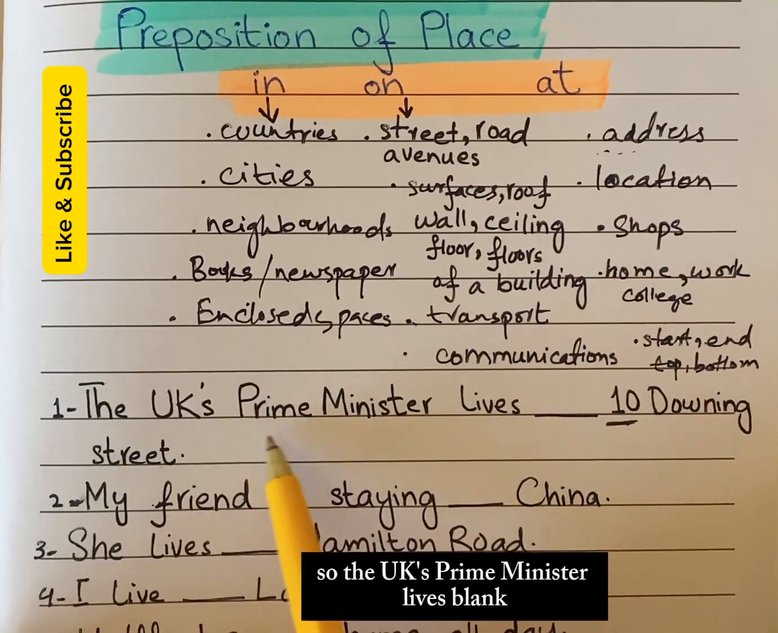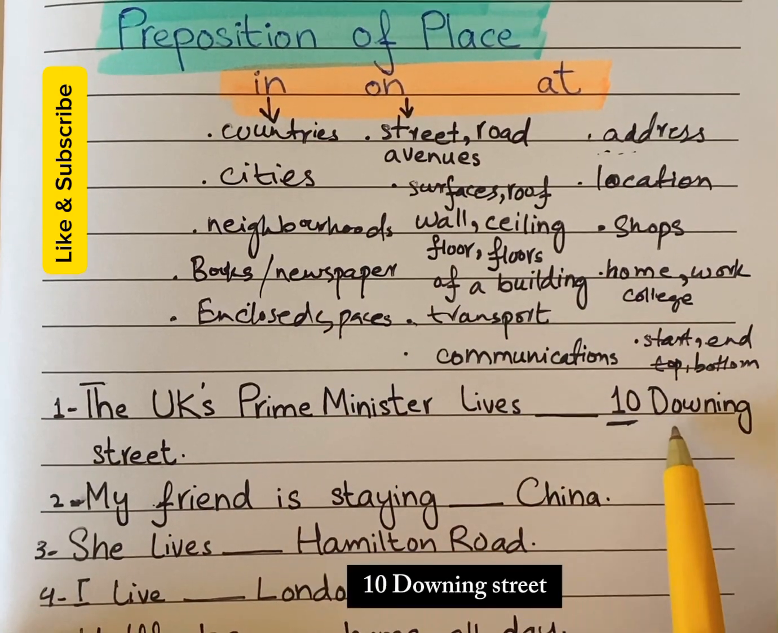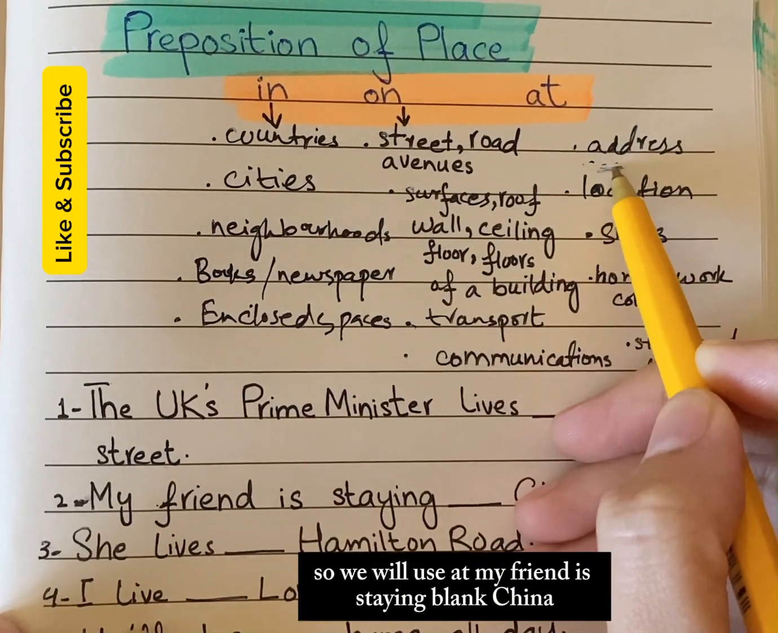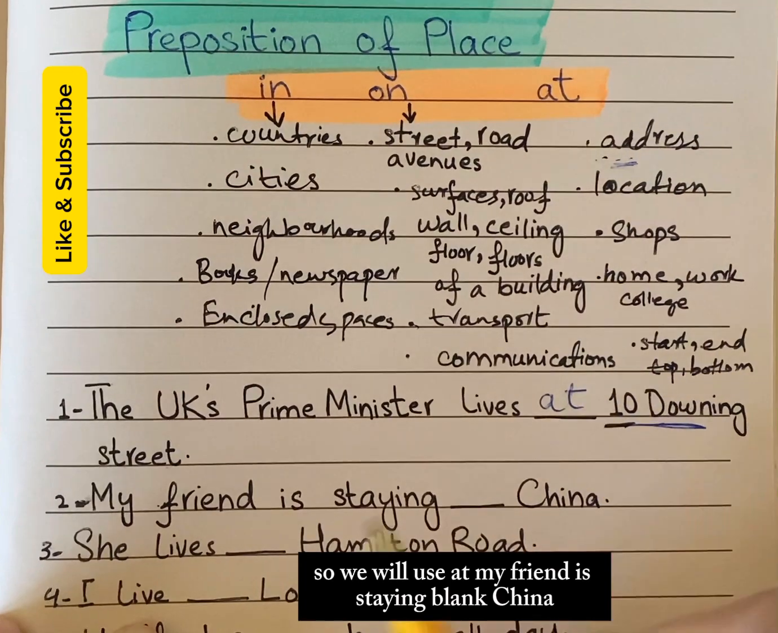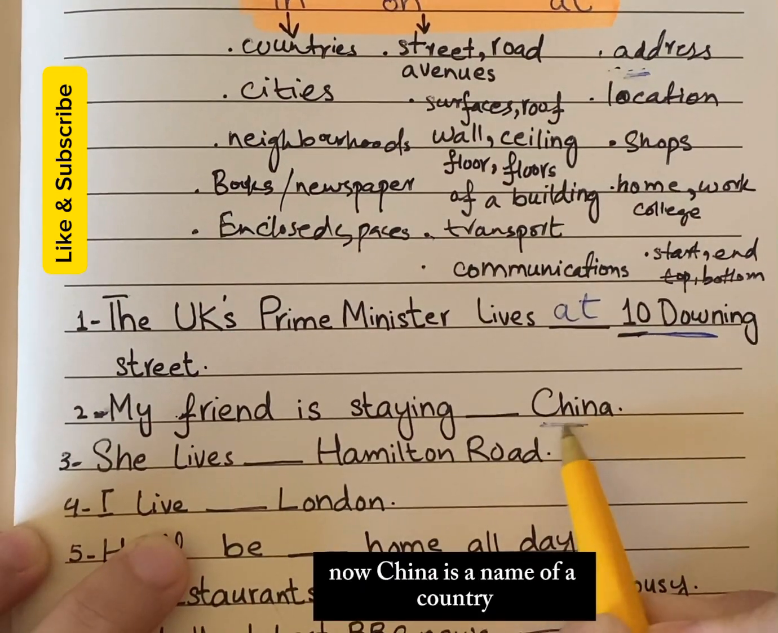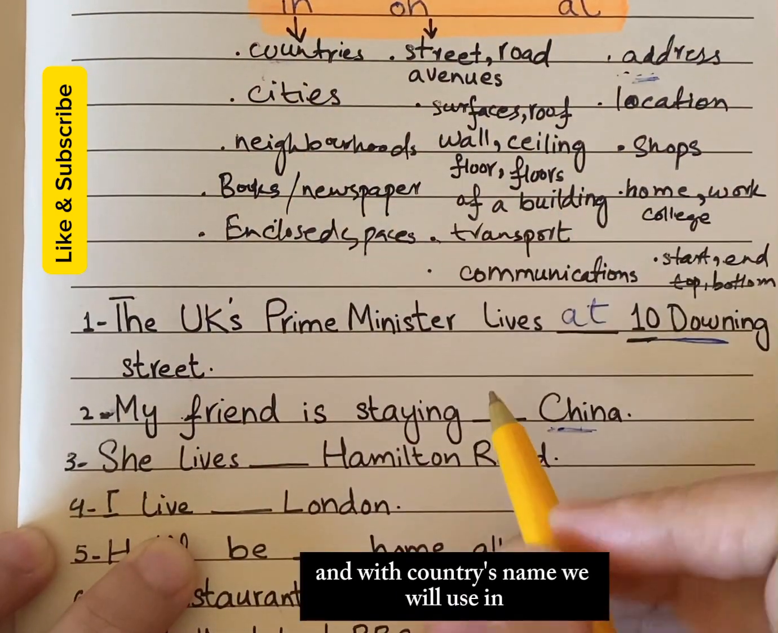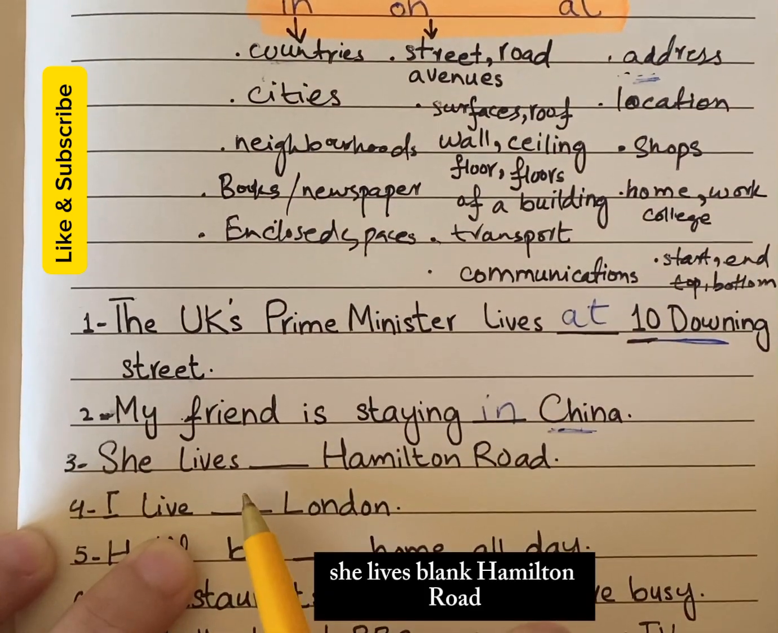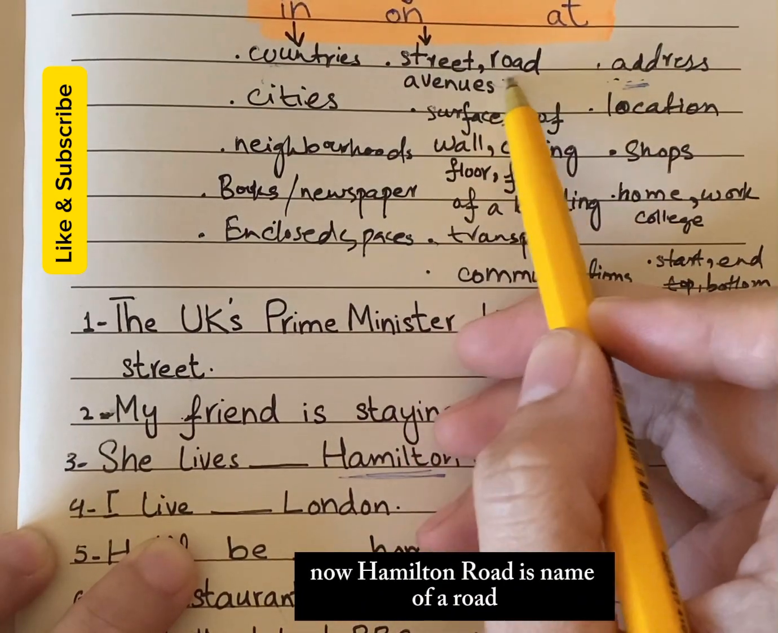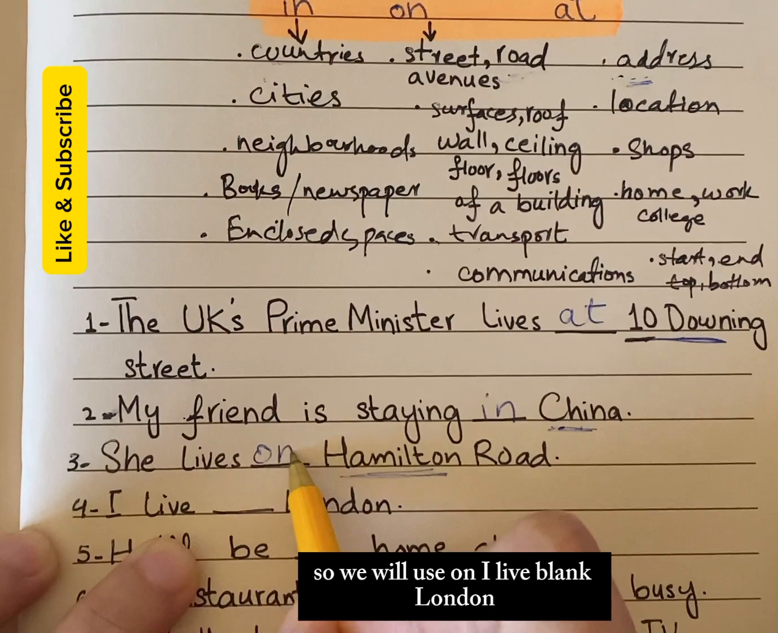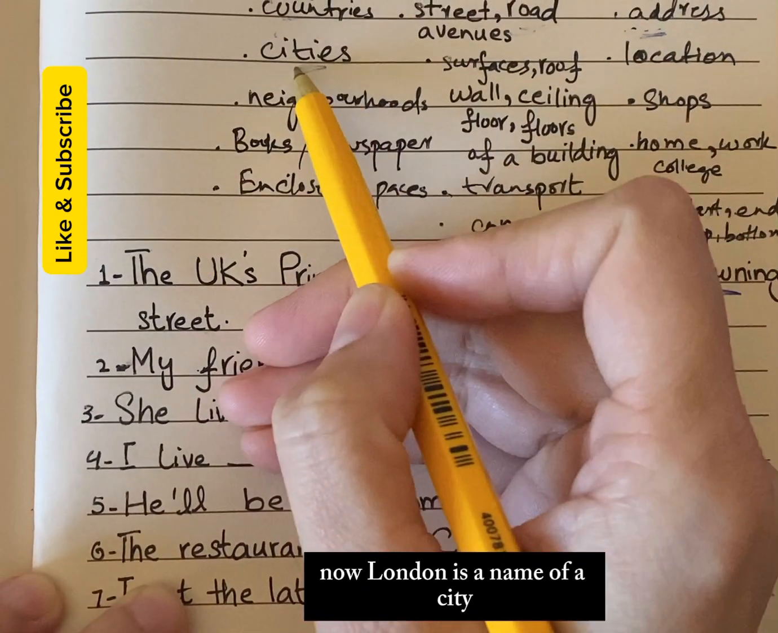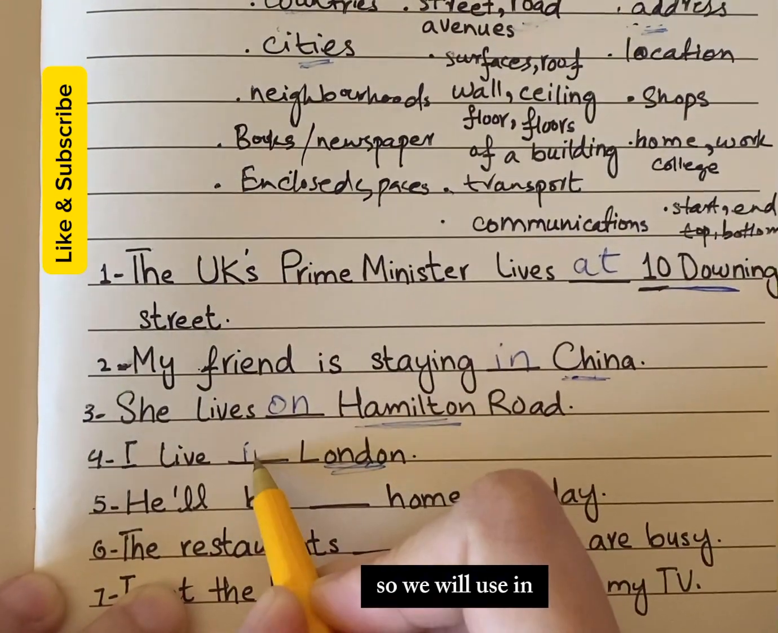Okay, so the UK's Prime Minister lives blank 10 Downing Street. Now 10 Downing Street is a specific address, so we will use at. My friend is staying blank China. Now China is the name of a country, and with a country's name we will use in. She lives blank Hamilton Road. Now Hamilton Road is the name of a road, so we will use on. I live blank London. Now London is the name of a city, so we will use in.